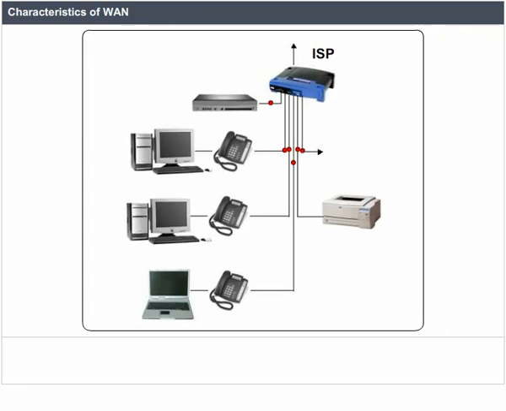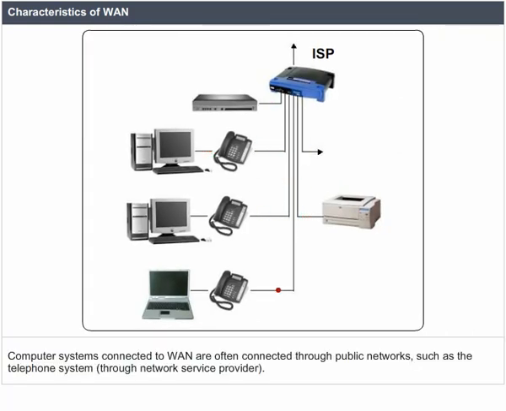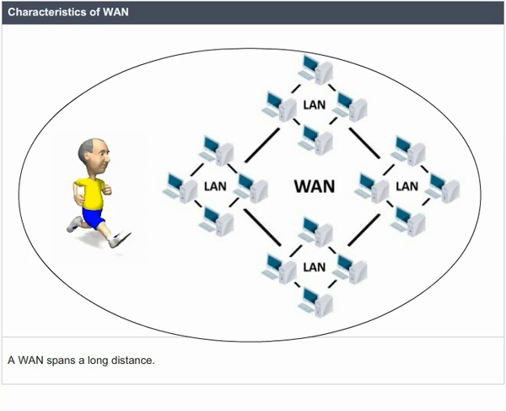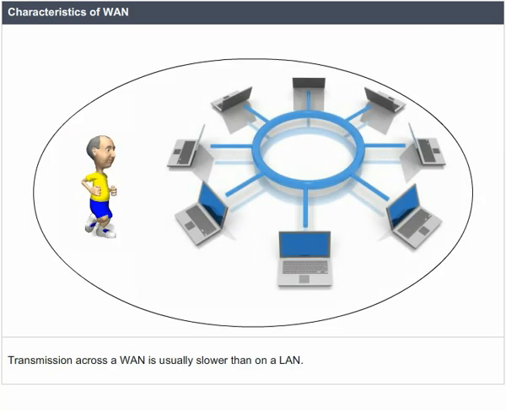Characteristics of WAN. Computer systems connected to a WAN are often connected through public networks, such as the telephone system, through a network service provider. A WAN spans a long distance. Transmission across a WAN is usually slower than on a LAN.